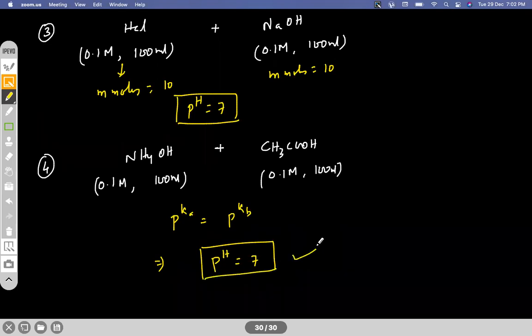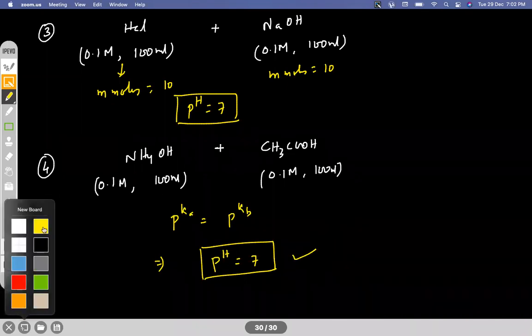Clear? Okay. Now, the next concept we are going to understand, that is buffer solution.